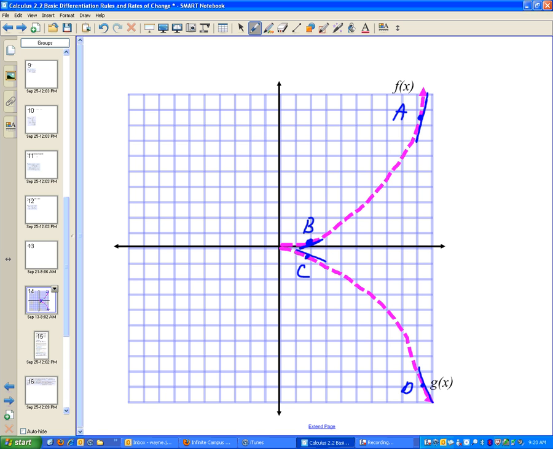Now what if these are velocities? So that's rate of change in general. Okay? So what if these are velocities? For f of x, our object is going in the positive direction. Maybe forward, maybe up, maybe to the right, whichever way we decide is the positive direction. G of x, the object that's being measured there, is going in the negative direction. Maybe it's going down, maybe it's going to the left, maybe it's going backwards.